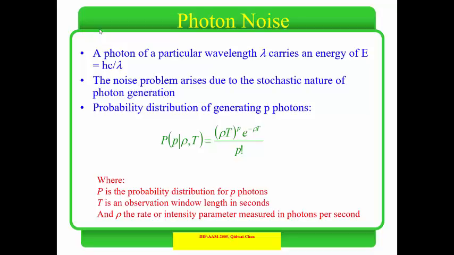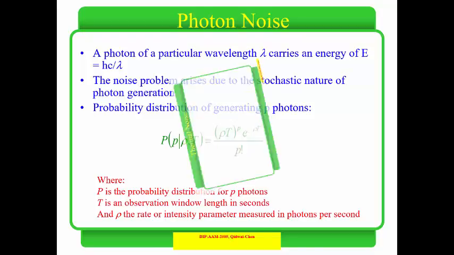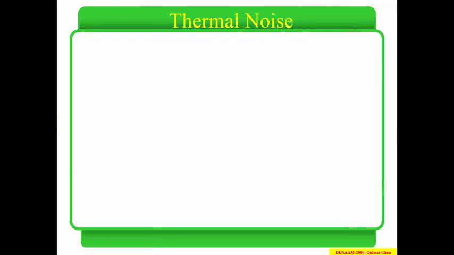I don't want you to go through the details of this function. Just know that you have something like this. So nothing is deterministic here. It is probabilistic. This is the probability of having this photon number generated, which is P, where rho here is a parameter called intensity during a certain period of time T. It has this expression. We'll not enter into the details of this information. Another type of noise is called the thermal noise. From its name, what do you expect to happen here?